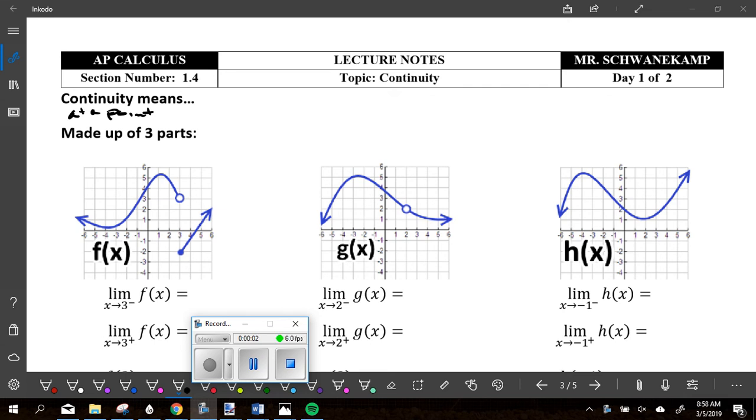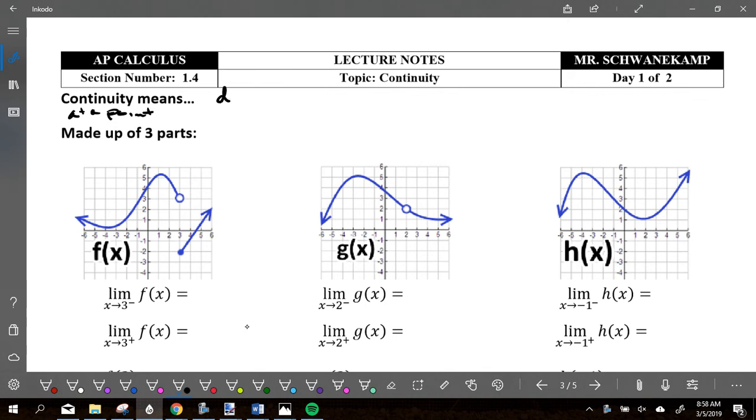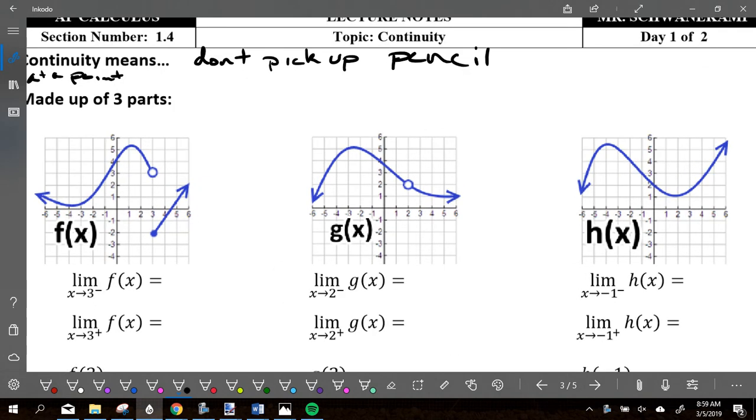So we've talked about continuity before, but continuity in the most general term means you don't pick up your pencil. And we described that again before. And so I've got three examples down below. I've got a graph of F, a graph of G, and a graph of H. Which one of those three graphs is continuous?